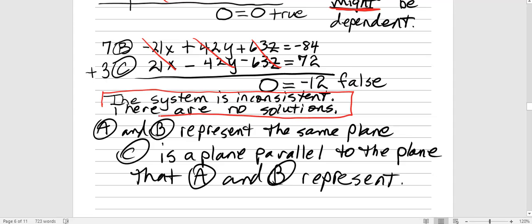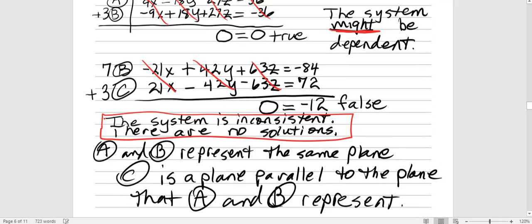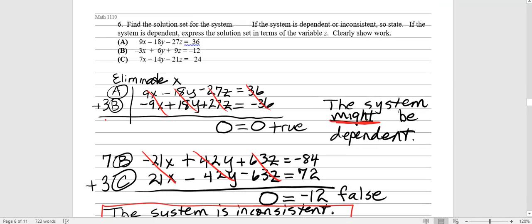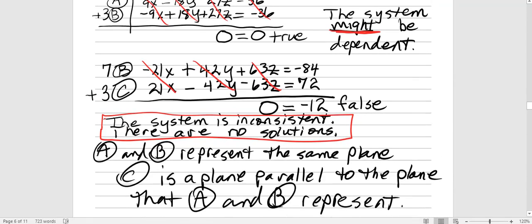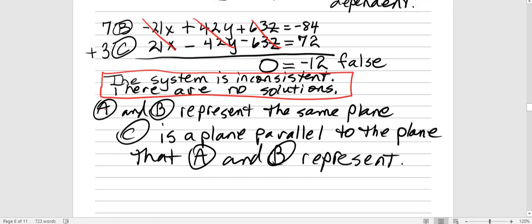My math lab will basically just want you to say there are no solutions. However, if a problem like this shows up on your exam, I'm looking for you, as the instructions indicate, to state that the system is inconsistent, and then also to state that there are no solutions.